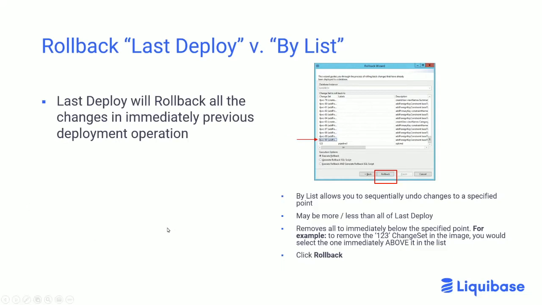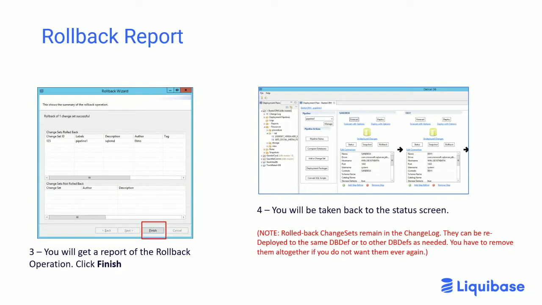Once you've selected that, and in either case, you're going to get a rollback report that says what's going to be rolled back. You click finish, the change is rolled back, and you get a summary. Click finish on the summary, and you go back to the status screen.